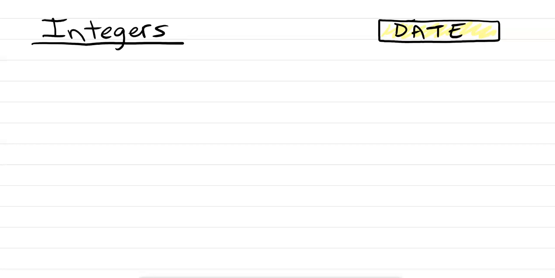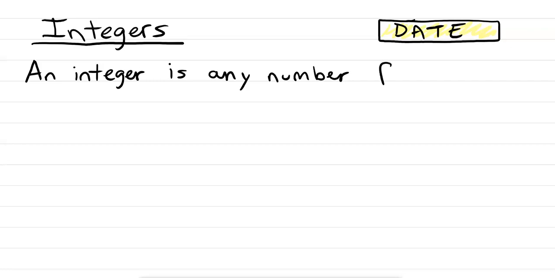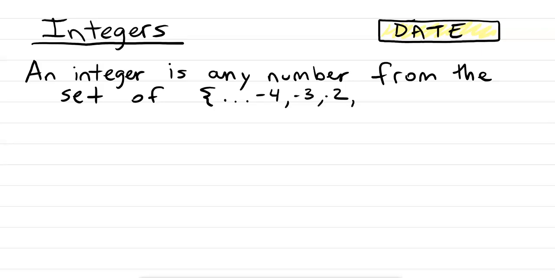All right, so quick definition, an integer is any number from the set of these numbers. So an integer is any number from the set of the numbers, so it's essentially any of the positive numbers that aren't decimals or fractions, and any of the negative numbers that aren't decimals or fractions, and then 0.